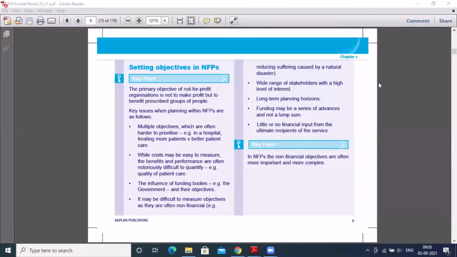In addition to that, the key issue to be considered is that multiple objectives are often harder to prioritize. For example, if you take a hospital, treating more patients versus better patient care.